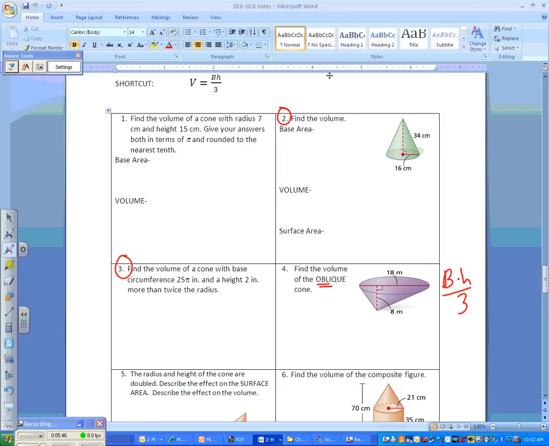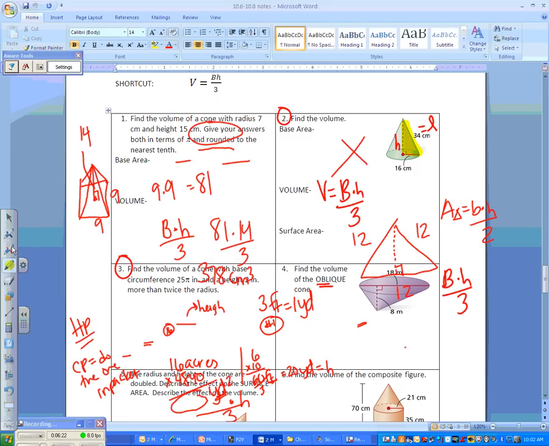Okay, for number 2, it says find the volume, and it's hard to tell, but the 34 they're referring to is the slant height. This is the slant height, and we want to figure out what the height is. The height goes from the center of the base up, and the height is perpendicular. So this is what we need to figure out if we want to figure out volume, because it's area of base times height divided by 3. We know that this radius is 16 and that this slant height is 34. So we're going to think of this as a right triangle, and we're going to use the Pythagorean theorem to figure out what the height is.